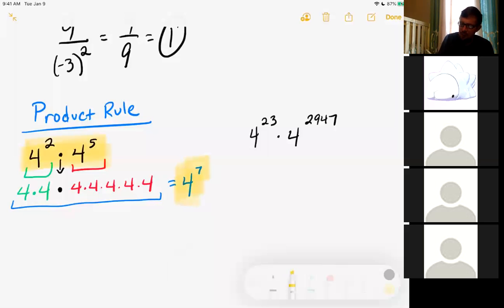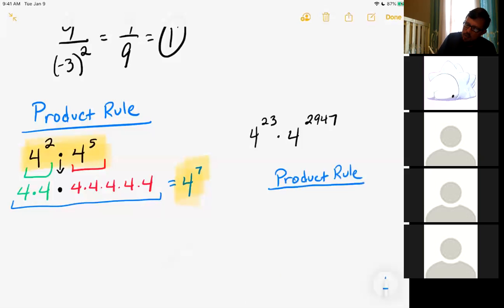The way you'll see this written in a math textbook, if you decide to crack one open, and why wouldn't you? Stuck at home with nothing else to do. I'm not sure about that.